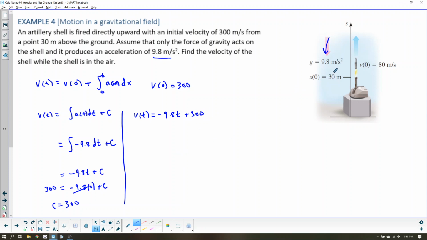You'll notice we did not actually use this at all. So why is it here? Well, the problem may go on and actually ask us to find the position. So we could go through this whole process. We could say that s of t is the antiderivative of negative 9.8 t plus 300 dt plus, again, some new constant. Do the antiderivative of this and use this initial condition to find the value of c. So we're not going to do that here, but if you were asked to find position, we could do that.